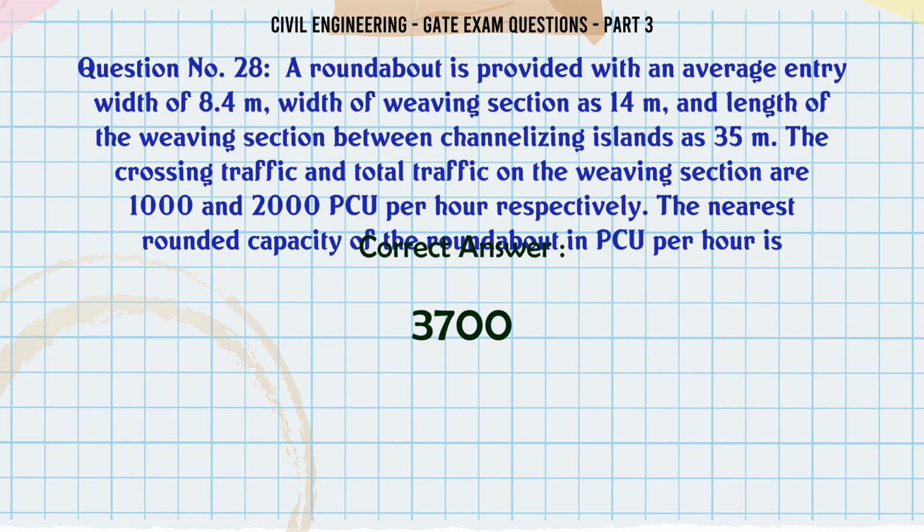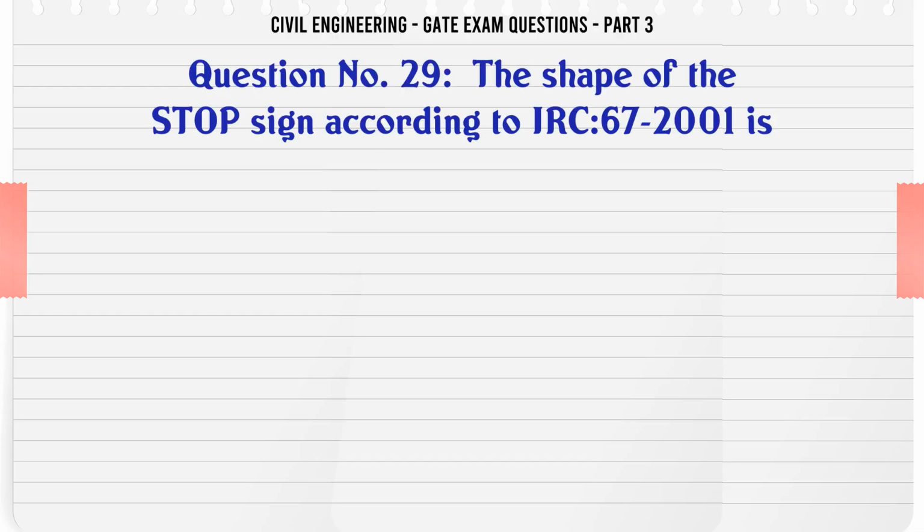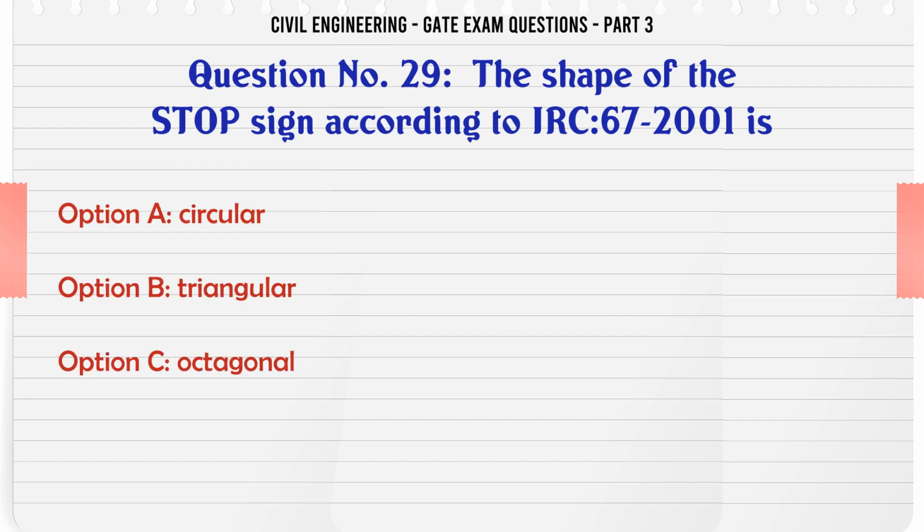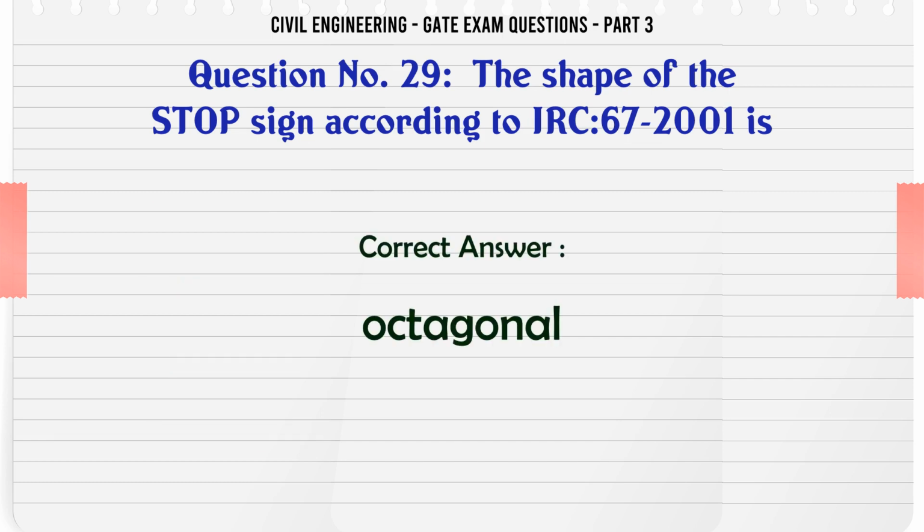The shape of the stop sign according to IRC 67-2001 is: A, circular; B, triangular; C, octagonal; D, rectangular. The correct answer is octagonal.